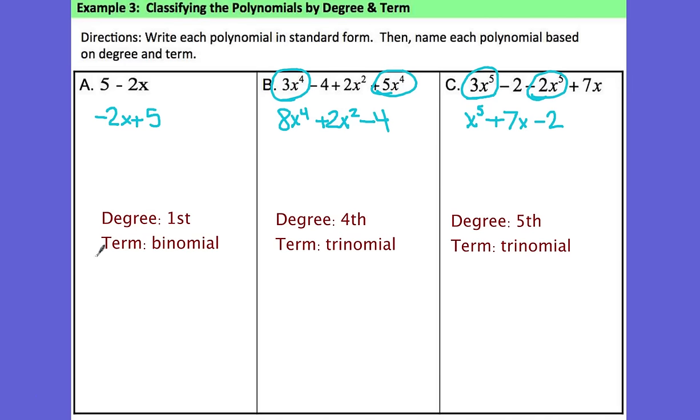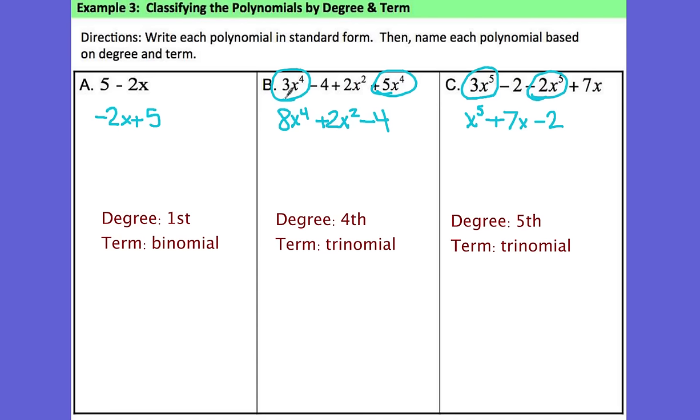Now when adding, we're going to classify first. So we're going to write each polynomial in standard form, then name each polynomial based on degree and term. So 5 minus 2x is in lowest terms, but it's not in standard form in regards to exponent order. Since the x has an exponent of 1, it is the highest degree. So it's a first degree, and it is a binomial because there are 2 terms. But in standard form, we write it as negative 2x plus 5.